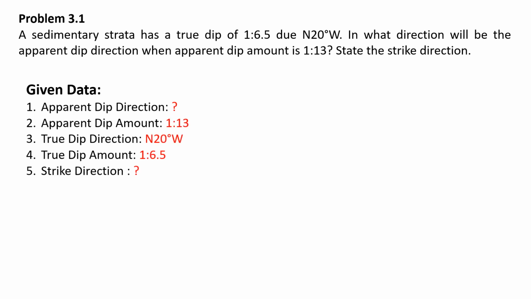So what are they given? We have to find out the apparent dip direction. The apparent dip amount is 1:13, the true dip direction is north 20 degrees west, and the true dip amount is 1:6.5. We have to find out the strike direction as well. Let's solve this problem.